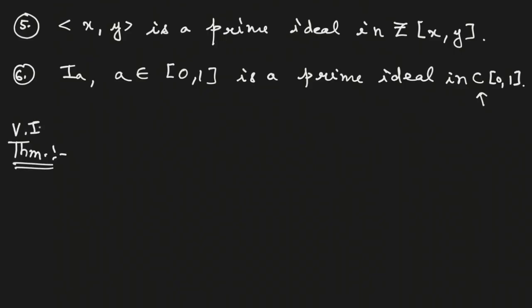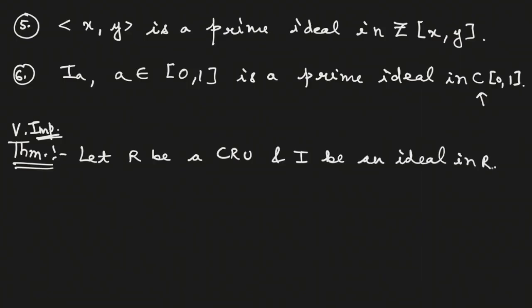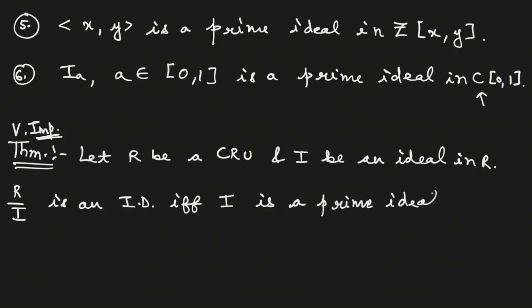This theorem is very important. Let R be a commutative ring with unity and I be an ideal in R. Then this quotient ring or factor ring R by I is an integral domain if and only if I is a prime ideal in R. In short, R by I is an integral domain if and only if I is prime.